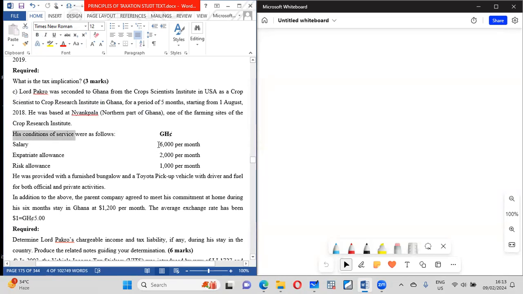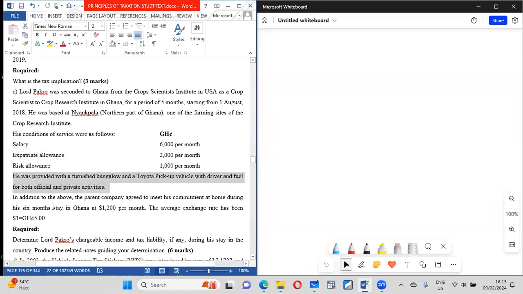The salary is 6,000 per month. How many months did he spend? So you have to be careful about that. Expatriate allowance is given, risk allowance is given. He was provided with a furnished bungalow and a Toyota pickup vehicle with driver and fuel for both official and private activities.